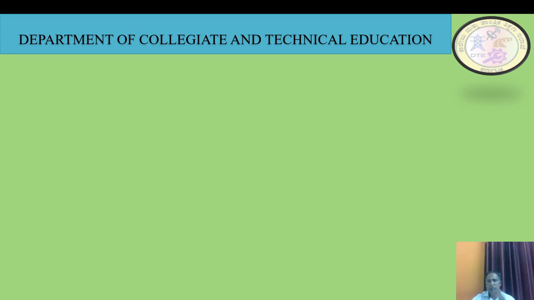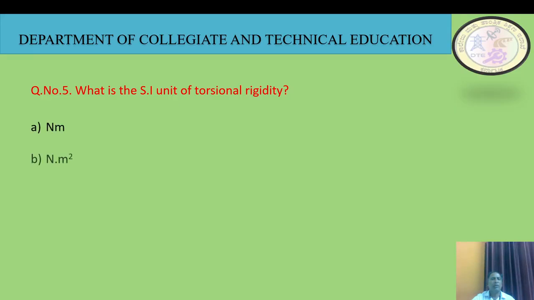Next question. That is last question. What is the SI unit of torsional rigidity? Option A is Newton meter, option B is Newton meter square, option C is Newton meter per radian, and option D is none of the above. As the torsional rigidity is the product of the rigidity modulus and the polar moment of inertia, so the rigidity modulus is Newton per meter square, and the polar moment of inertia is in meter raised to 4. So the answer will be Newton meter square, that is option B.